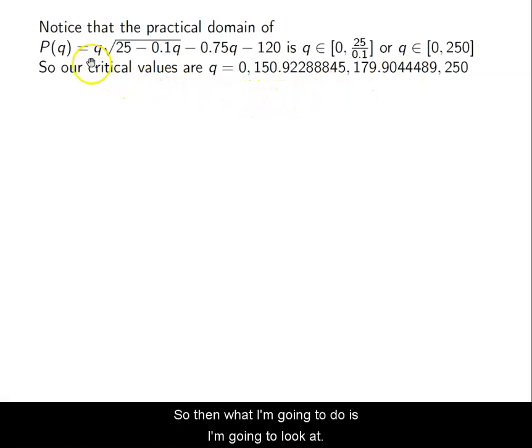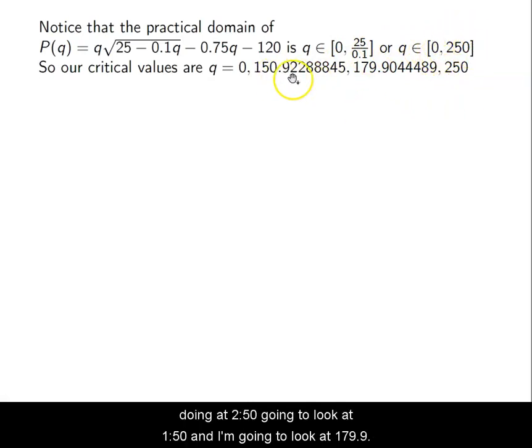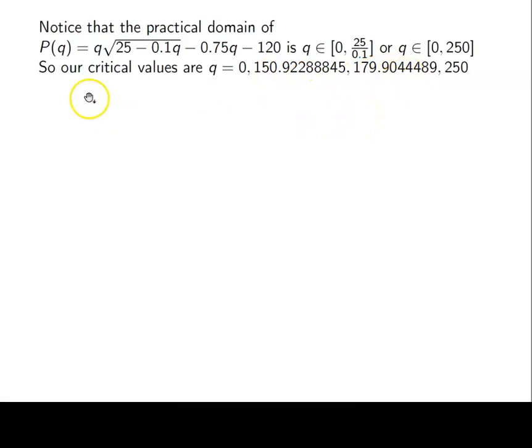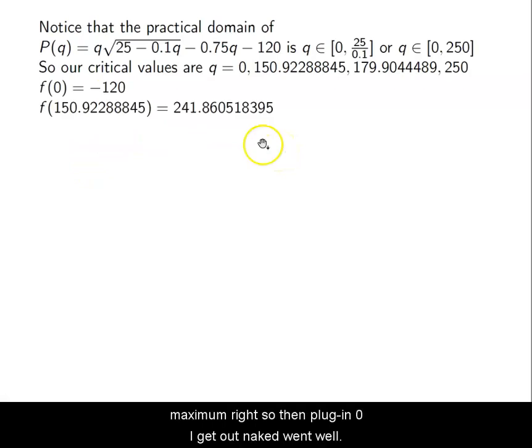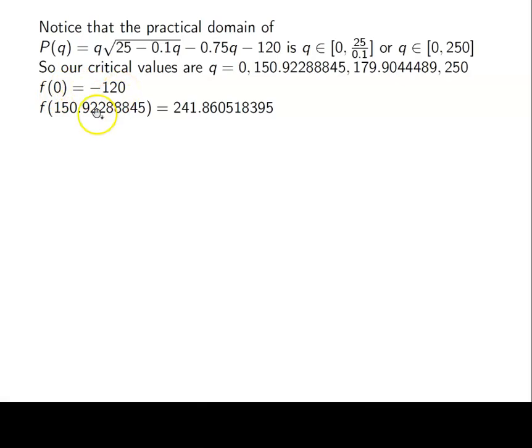Okay, so then what I'm going to do is I'm going to look at the values at each end. I'm going to look at 0, I'm going to look at 250, I'm going to look at 150, and I'm going to look at 179.9. And out of all of those four, one of them is going to be a maximum, right? So when I plug in 0, I get out negative 120.